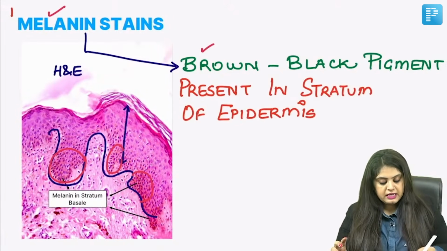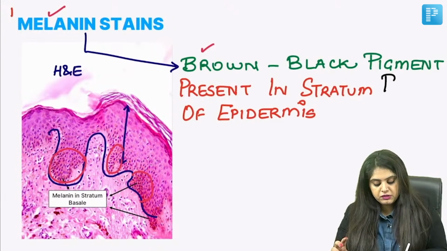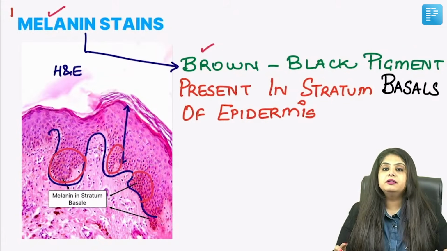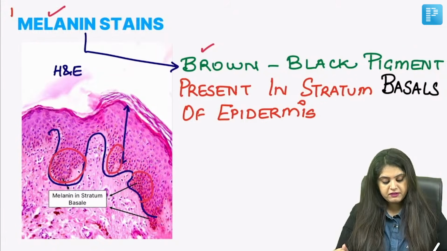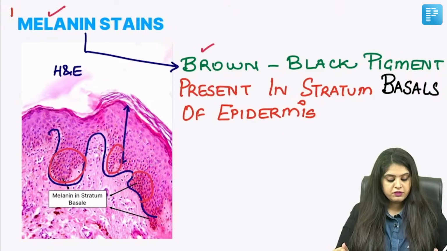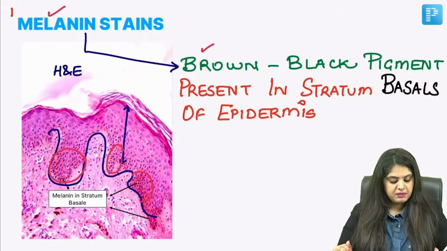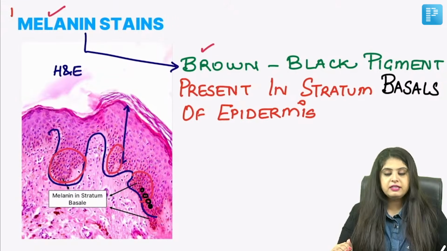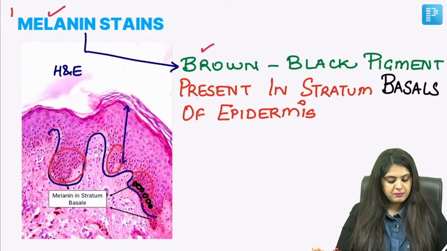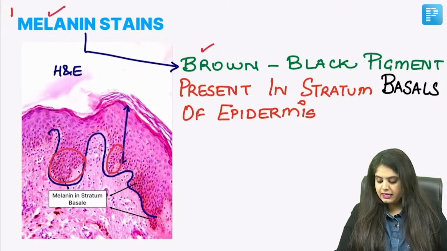Can you tell me in which layer of the skin is it present? It is present in the stratum basal of the epidermis. Okay with everyone? Settled? Can I take it forward? So now you've understood how melanin looks like. Ma'am, in the skin, if some people have more of melanin over here, they will be darker skinned. And some people have less of melanin over here, so they will be lighter skinned.